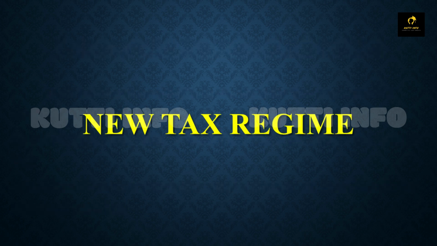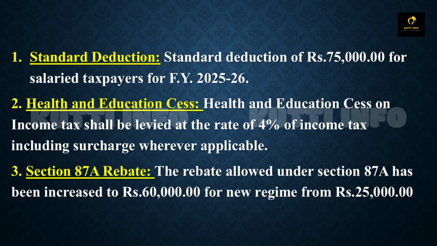New tax regime. Standard deduction: a standard deduction of 75,000 rupees for salaried taxpayers for FY 2025-26. Health and Education Cess: Health and Education Cess on income tax shall be levied at the rate of 4% of income tax including surcharge wherever applicable. Section 87A rebate.